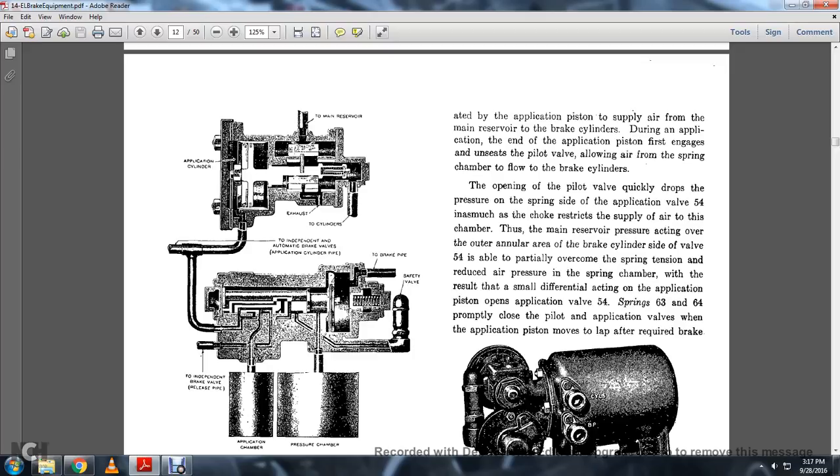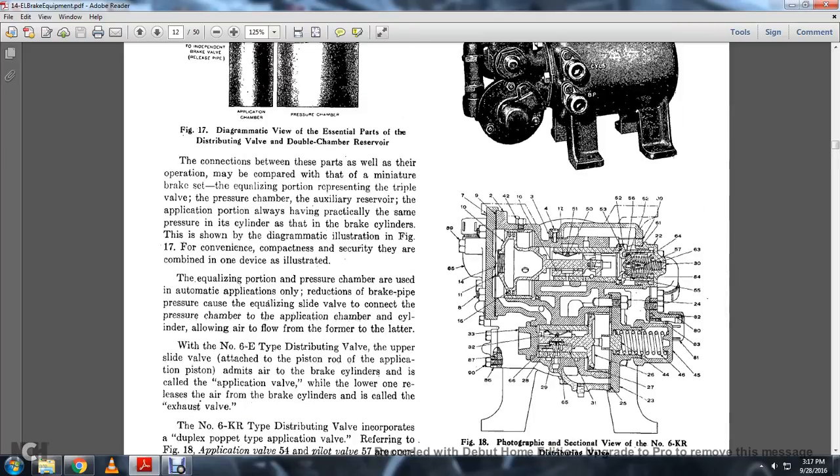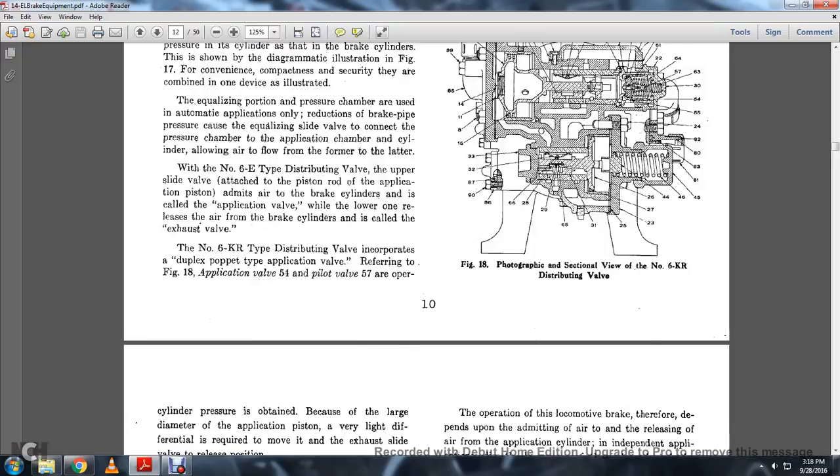Thus, main reserve pressure acting over the outer angular area of the application valve 54 is able to partially overcome the spring tension, reducing the air pressure in the spring chamber. As a result, the differential action of the application piston opens the application valve 54. Springs 63 and 64 promptly close the pilot application valves when the application piston moves to lap position after the required pressure is reached. Figure 18 shows a photographic section view of the number 6KR distributing valve.